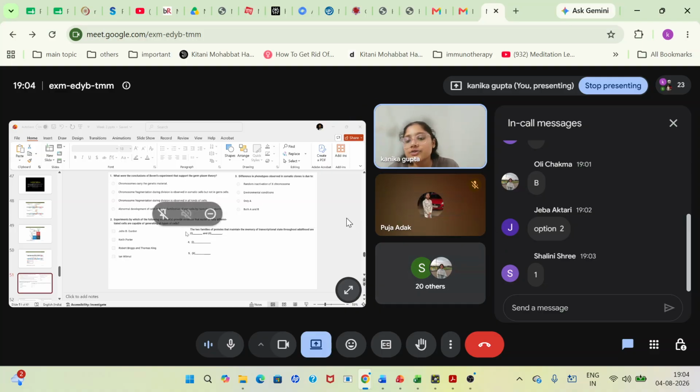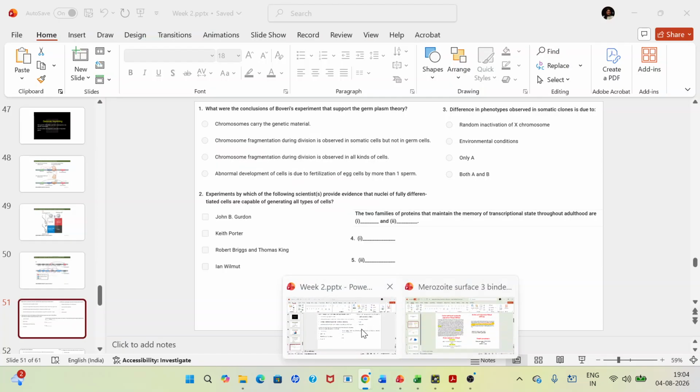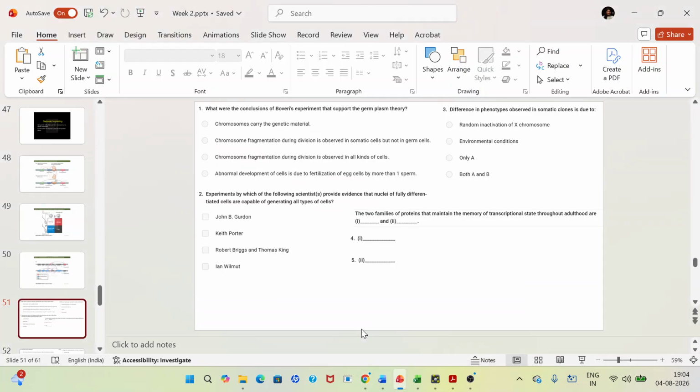Okay, so the answer to this question is A and D. So the scientists who gave the evidence were John B. Gurdon and Ian Wilmut.